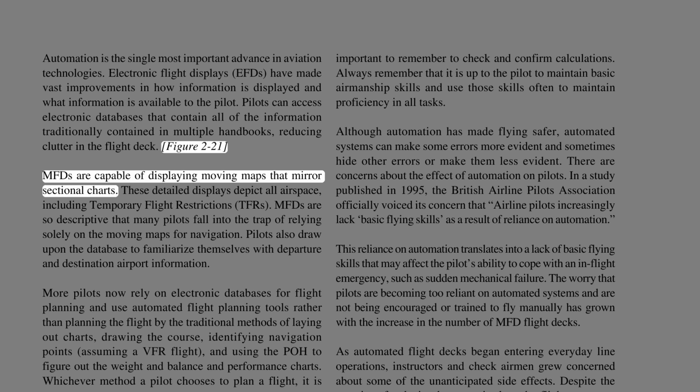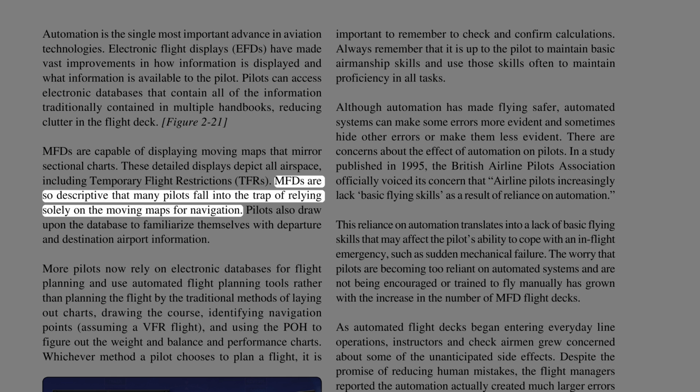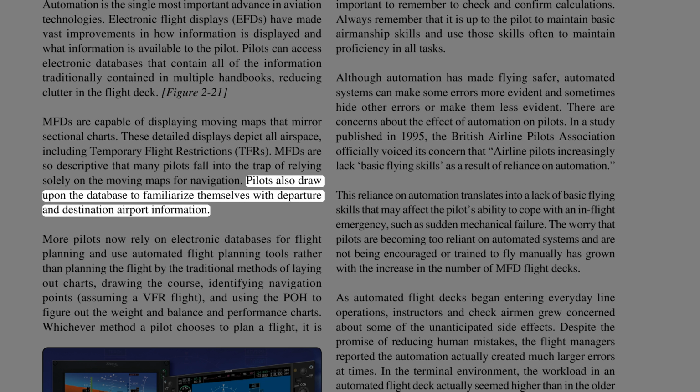MFDs are capable of displaying moving maps that mirror sectional charts. These detailed displays depict all airspace, including temporary flight restrictions (TFRs). MFDs are so descriptive that many pilots fall into the trap of relying solely on the moving maps for navigation. Pilots also draw upon the database to familiarize themselves with departure and destination airport information.